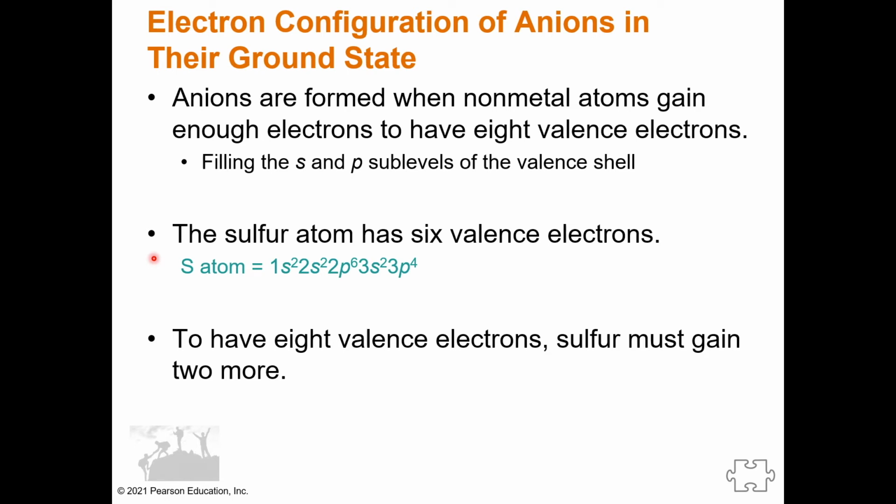Okay, so with sulfur, we already saw that it would gain 2 electrons so that it can have a noble gas configuration. Where are we going to put those 2 electrons? There's room in the 3p subshell, so that's where we're going to put our 2 electrons.